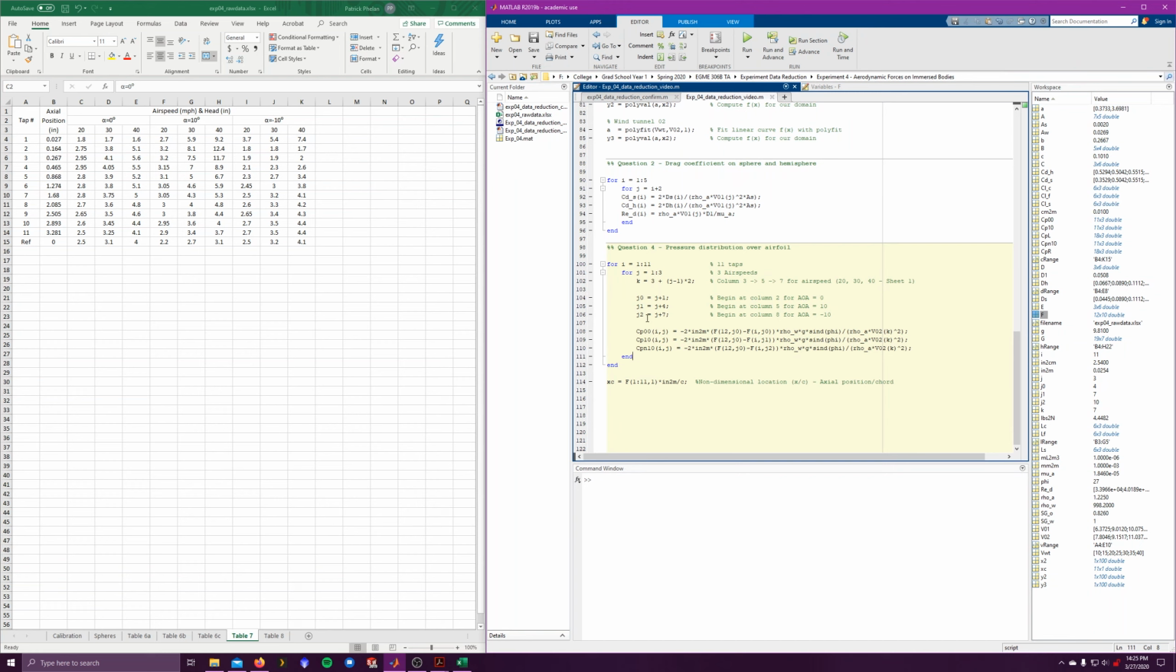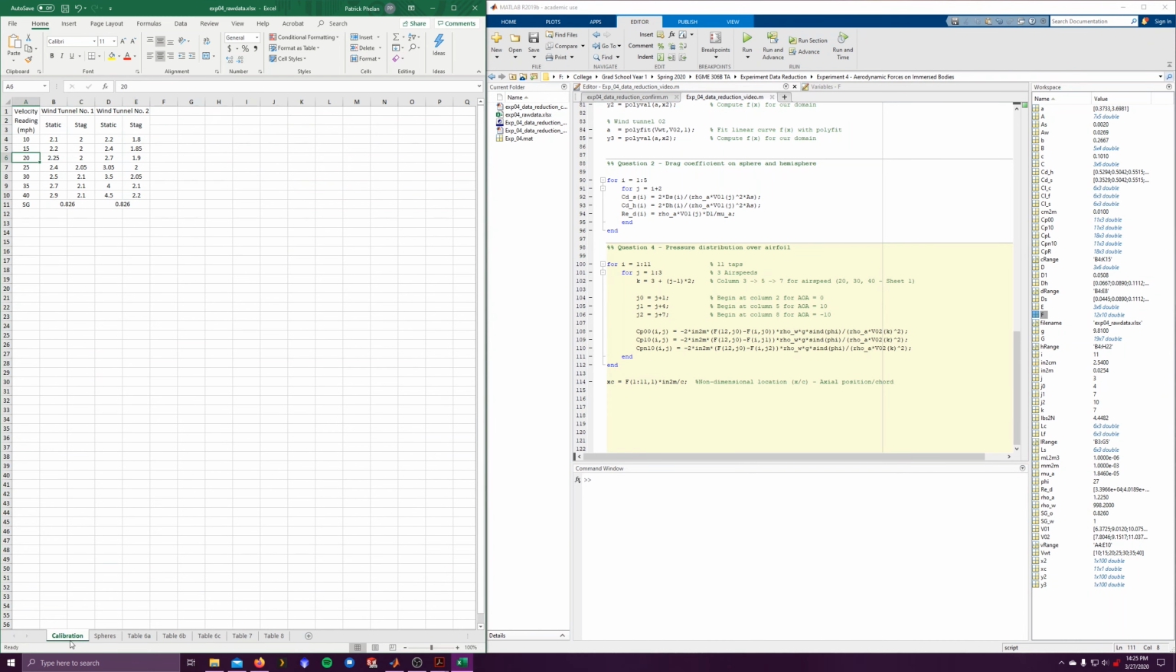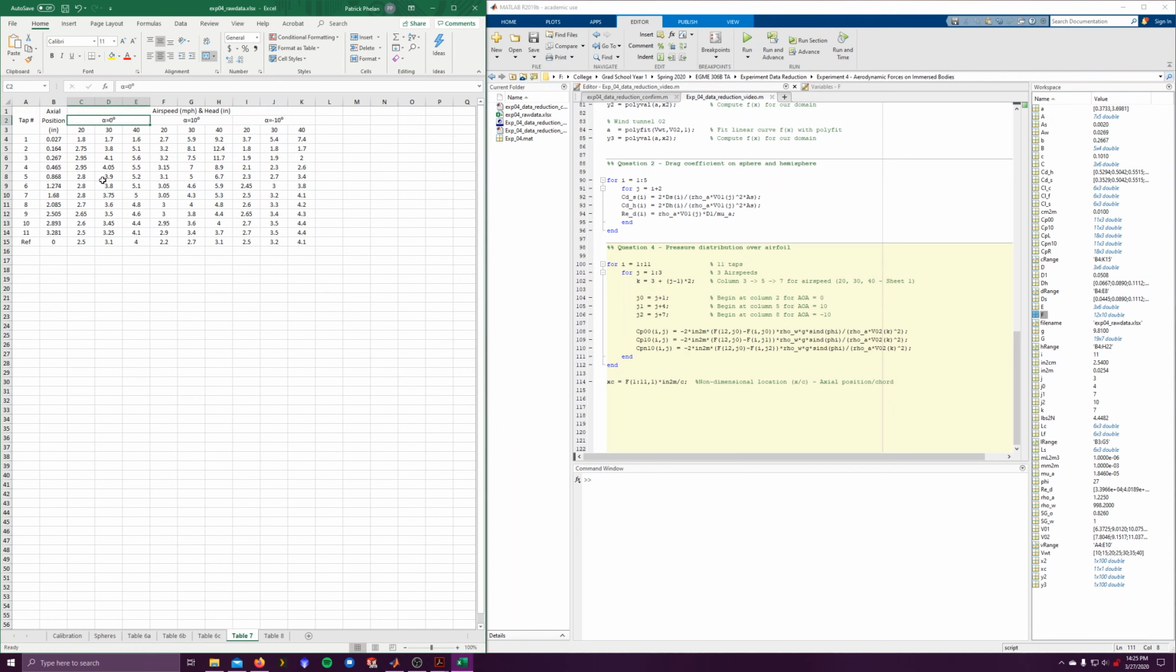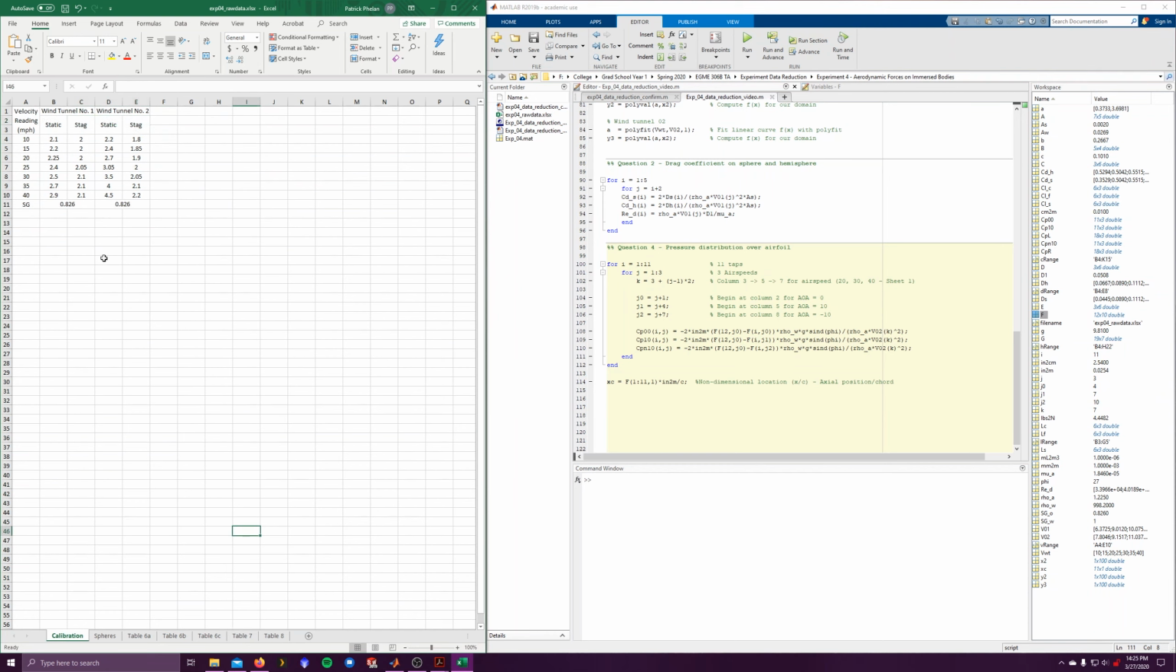Okay? But we have airspeeds of 20, 30, and 40 miles per hour. If we go to where we calculated our airspeed, we're going from 10 to 40 miles per hour, and we're going in different intervals than we have here. We have 20, 30, 40, so we're going in intervals of 10 miles per hour, while here we're going in intervals of 5. So I'm going to start at 20 miles per hour.